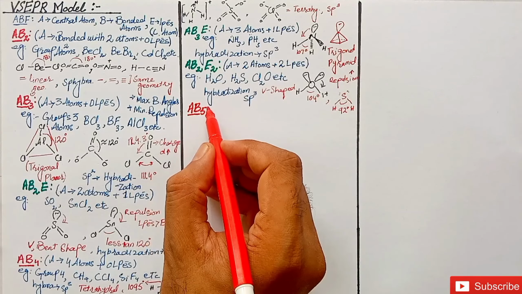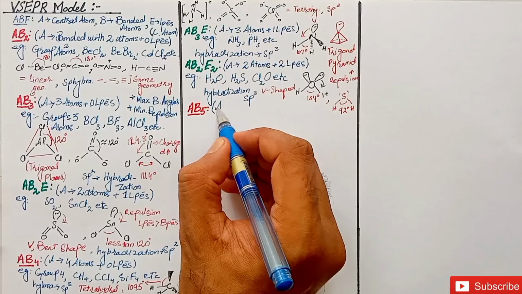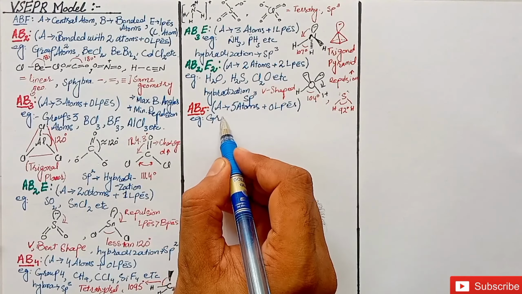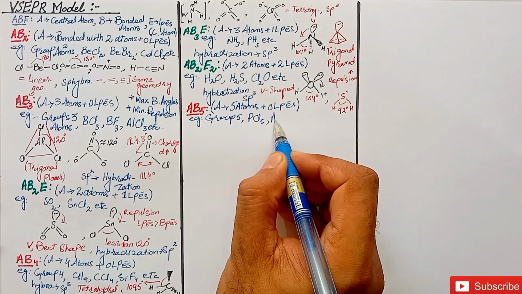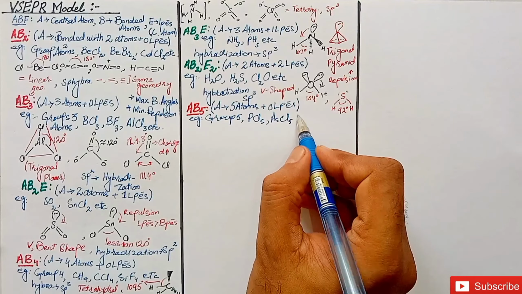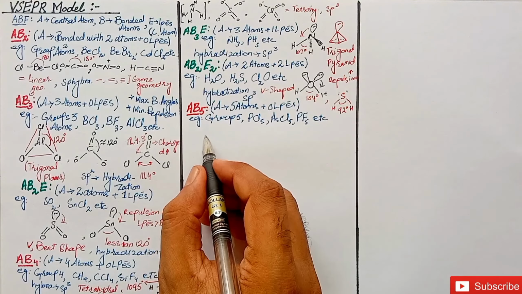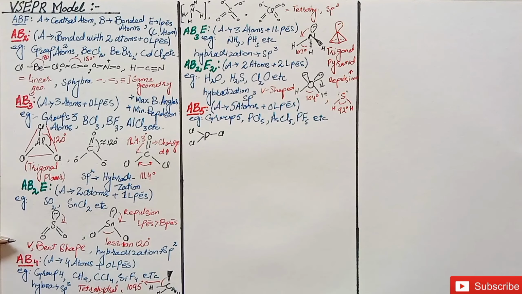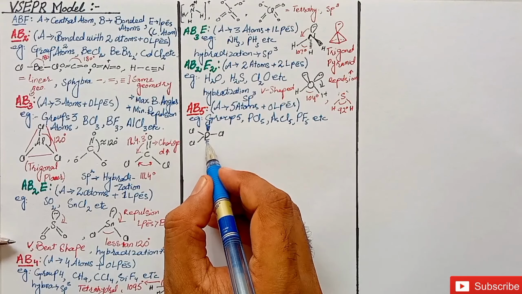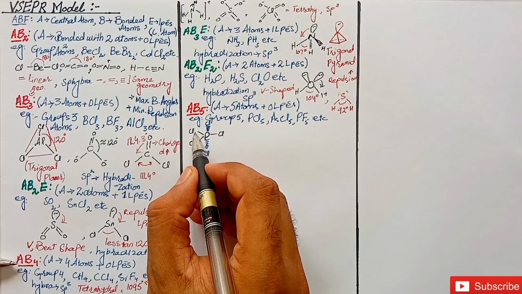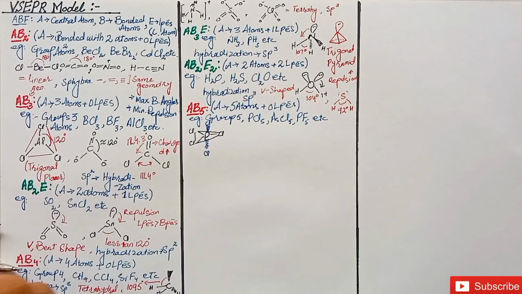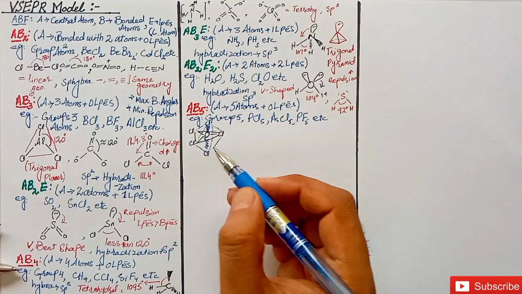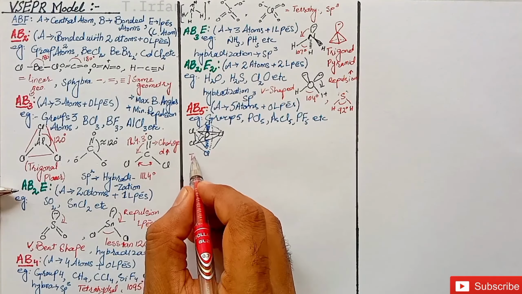AB5 system. Here is the central atom which is bonded with 5 other atoms and having 0 lone pair electrons. For example, compounds of group 5 elements like PCl5, AsCl5, PF5, etc. belong to the AB5 system. This is the geometry of the PCl5 molecule. Here phosphorus is the central atom which is bonded with 5 other atoms having 0 lone pair electrons. And the geometry of this molecule is trigonal bipyramid, as this forms a trigonal shape and 2 pyramids. So the geometry of all the molecules belonging to the AB5 system is trigonal bipyramid.